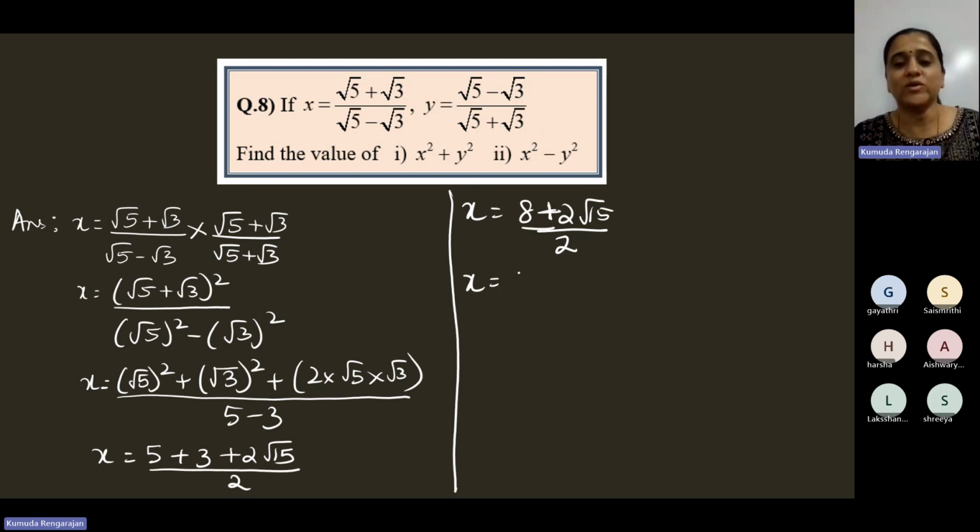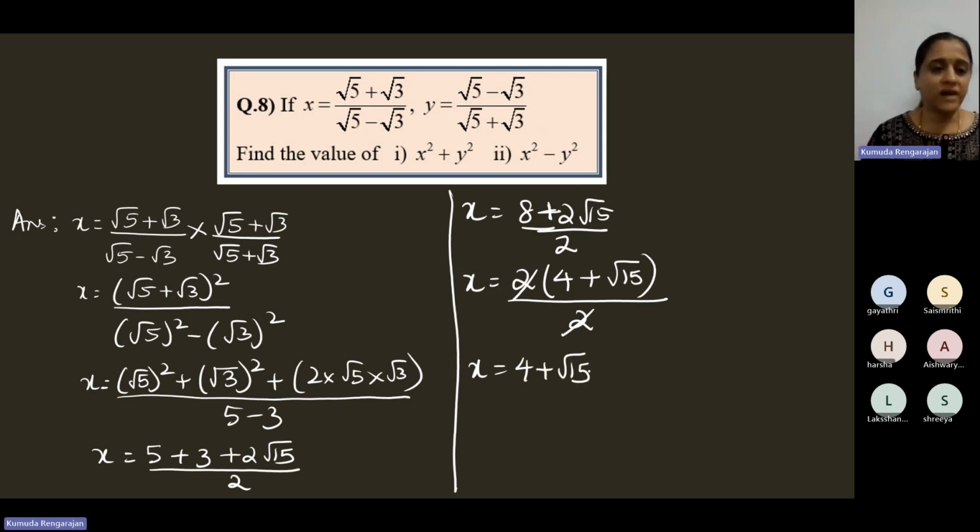Common. Very good. You should take out 2 common. Very good, Yarni. 2 common. So 2 4s are 8 plus root 15 by 2. Now cancel the 2 and 2. So x is equal to 4 plus root 15. Write this. Then we'll continue with y.